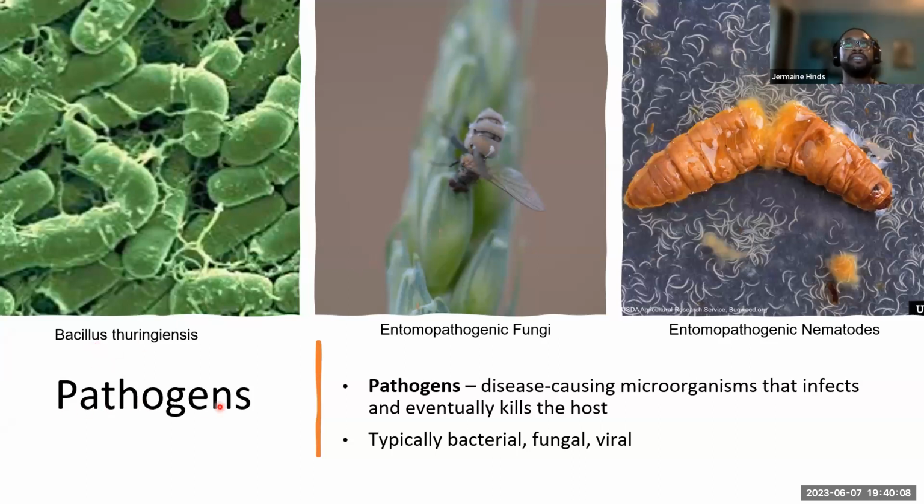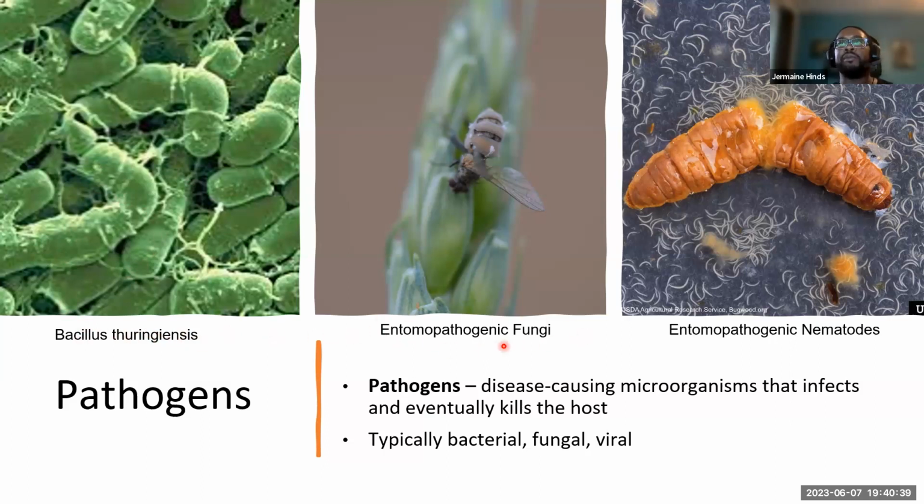Next up are your pathogens. So pathogens are generally disease-causing microorganisms, and they infect and eventually kill the host. And they're typically bacterial, fungal, or viral. Some of the examples include Bacillus thuringiensis. This is now genetically modified into certain crops like corn and soybean. This is a soil-dwelling pathogen that's just naturally existing in the soil.